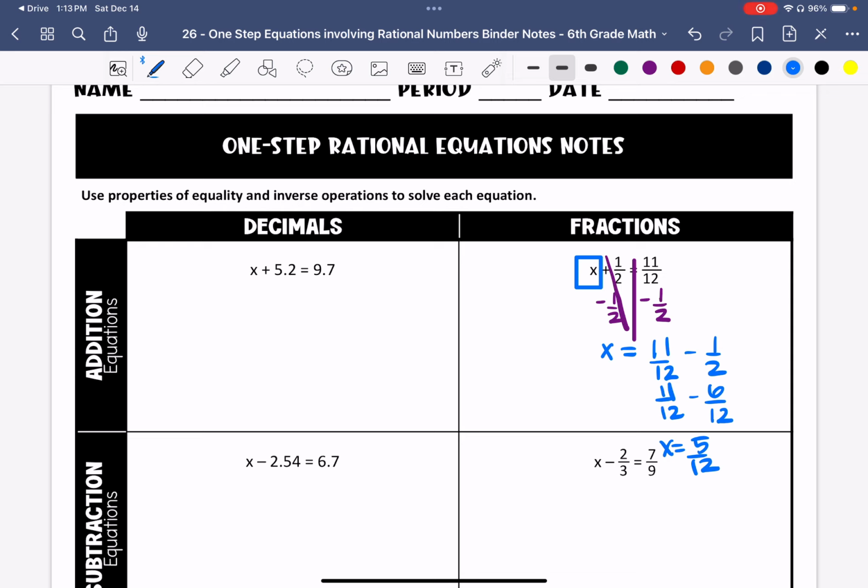Okay, so let's recap what I did. I used inverse operations, meaning I subtracted because it was being added. So I'm going to subtract 1/2 from both sides. I needed a common denominator. And so 1/2 is equivalent to 6/12 to give me my common denominator of 12. And then I subtract 11 minus 6 is 5. And then my denominator stays the same.